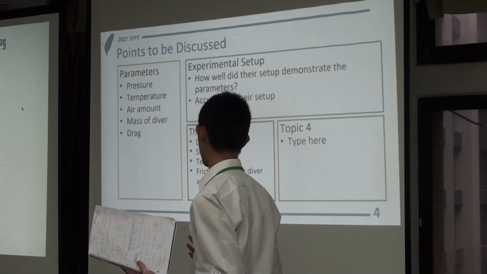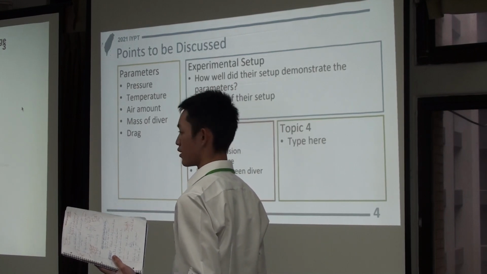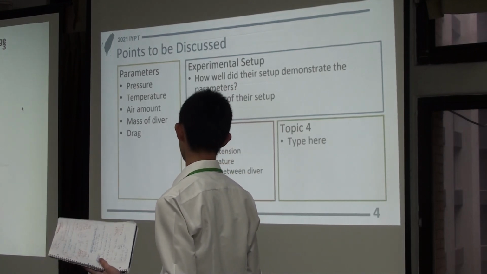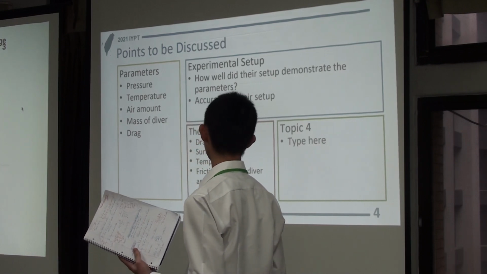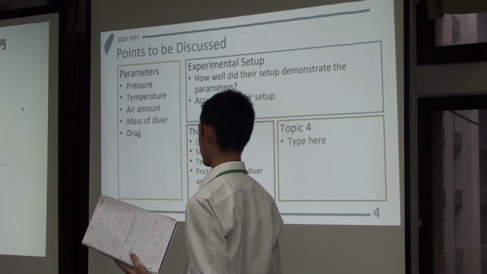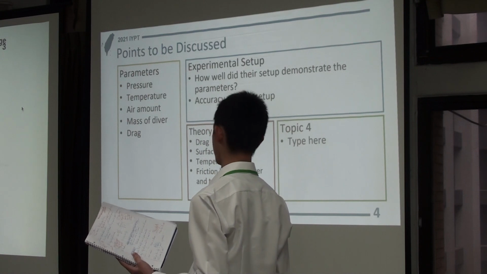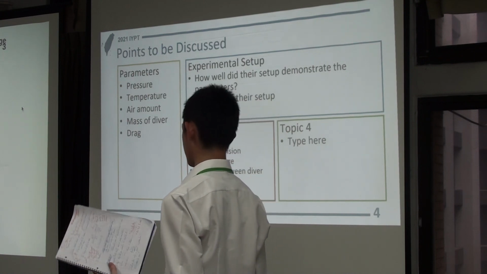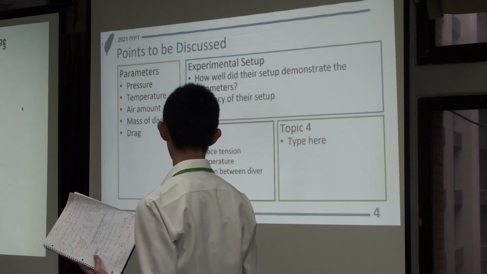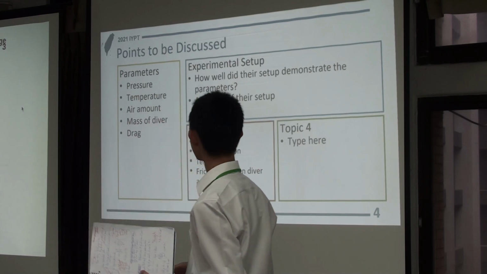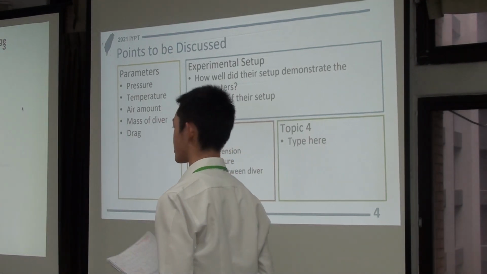Then we'll move on to theory, where we will discuss drag, what they think of drag, the surface tension that occurs at the top, the temperature change which occurs when you increase the pressure, and the friction between the diagram and the tube, which, because it was made of plastic and it was very thin, I think it was, yeah. And I would like to start our discussion. Thank you.